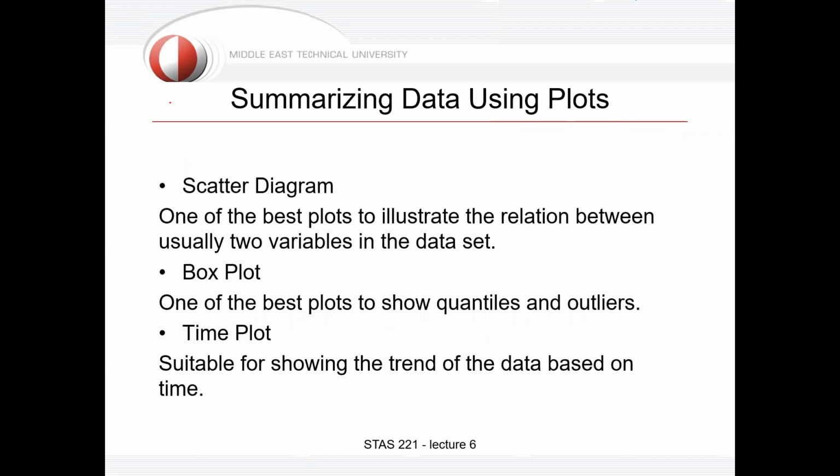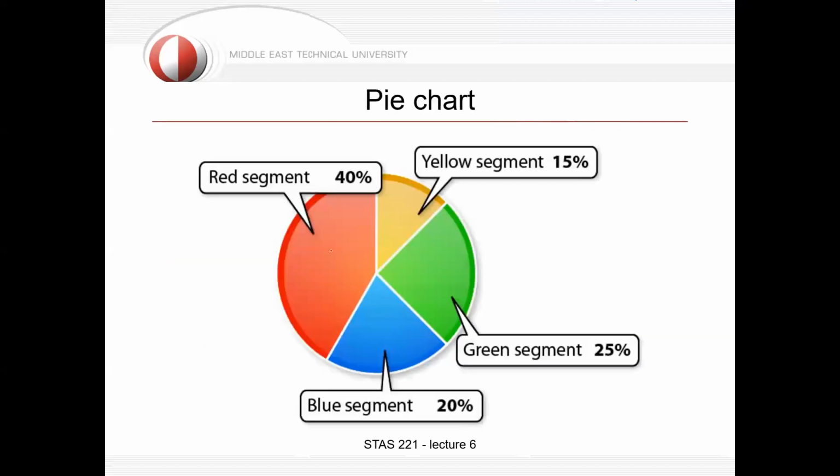So one by one, let's go through them. But before that, also let me introduce you to a scatter diagram, which is very good to show the relation between two data, and box plot, which we will talk about in detail in the tutorial, and time plot, like time series, which is usually related to the trend based on time.